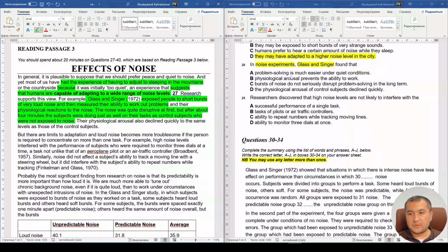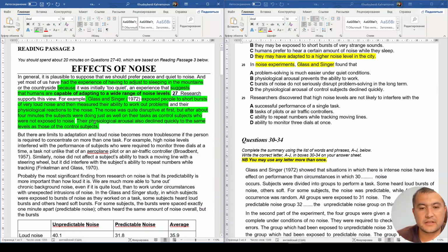Okay. The problem solving is much easier under quiet. Is much easier. Do we have such meaning here? Bursts will measure the ability to work out problems, and their psychological reaction to the noise. Next one. So it's not about problem solving being easier or more difficult. It's not talking about it. Psychological arousal prevents the ability to work. Bursts of noise do not seriously disrupt problem solving in the long term, and the psychological arousal of the control subjects declined quickly. You see, we have psychological arousal also declined quickly to the same level as those.